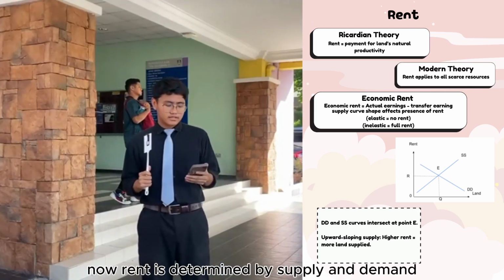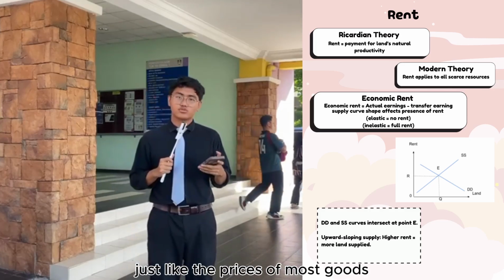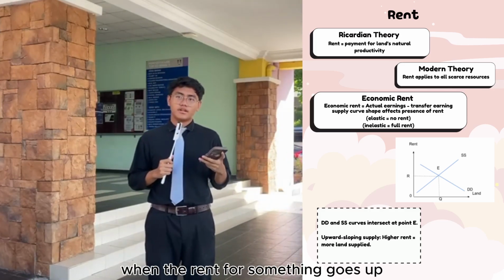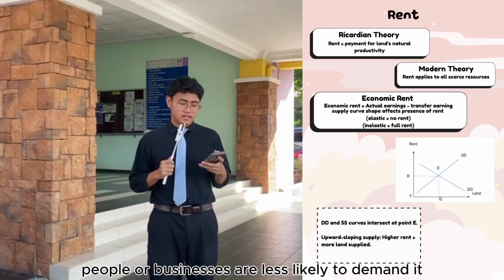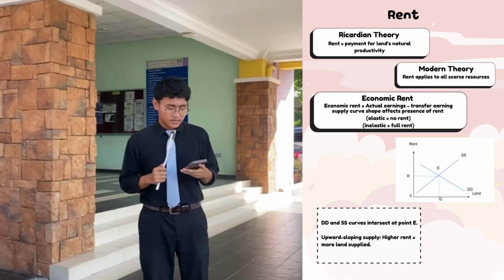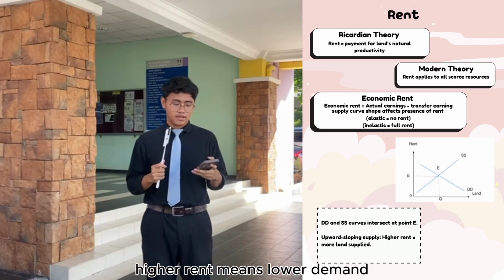Now, rent is determined by supply and demand, just like the prices of most goods. Think about it this way. When the rent for something goes up, people or businesses are less likely to demand it because it's more expensive. That's why the demand curve slopes downward. Higher rent means lower demand.